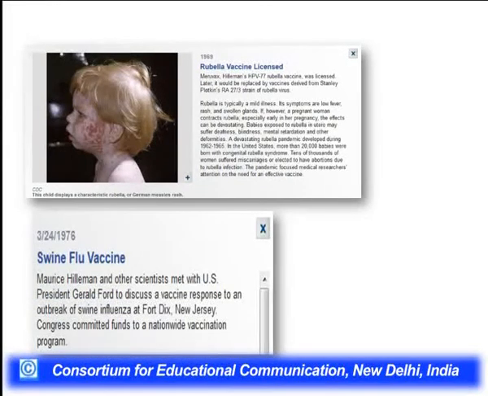Now, in the year 1976, the swine flu vaccine was developed. It was developed by Maurice Hilleman and other scientists in the USA, and they developed this vaccine to stop the outbreak of swine influenza at various places in the United States of America.